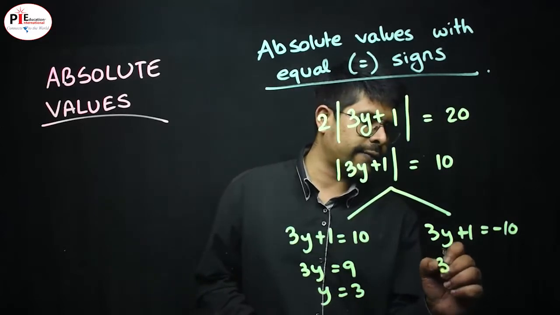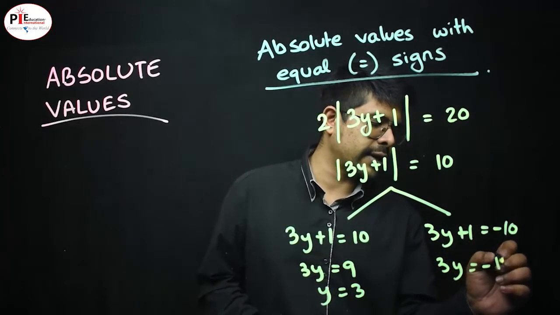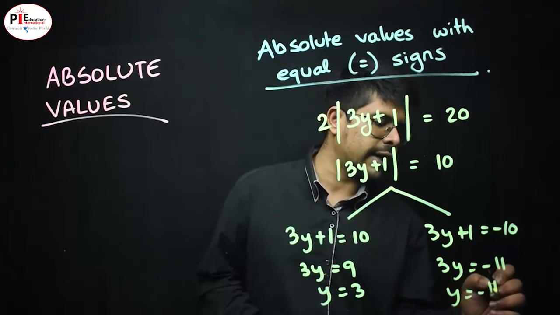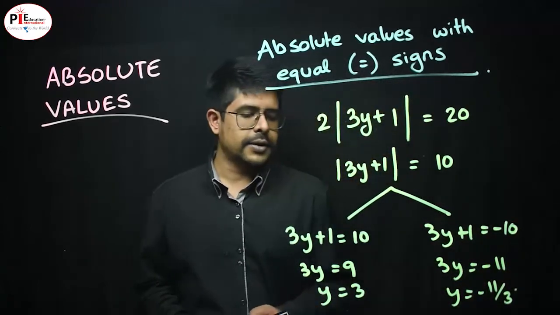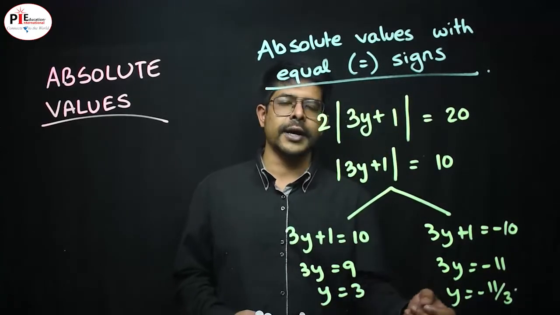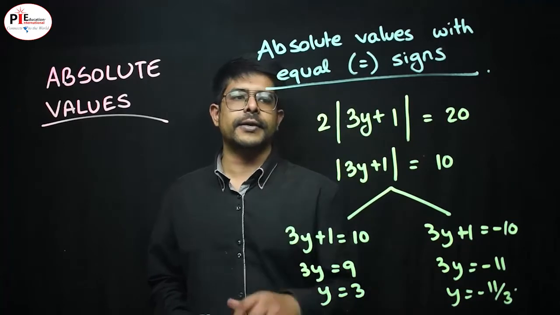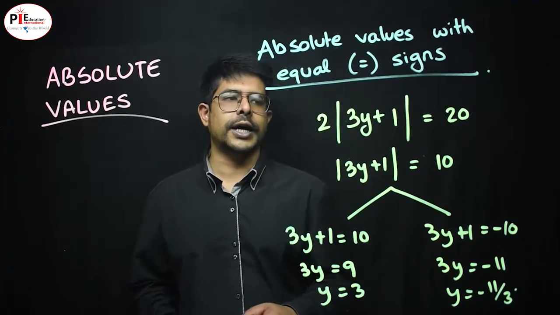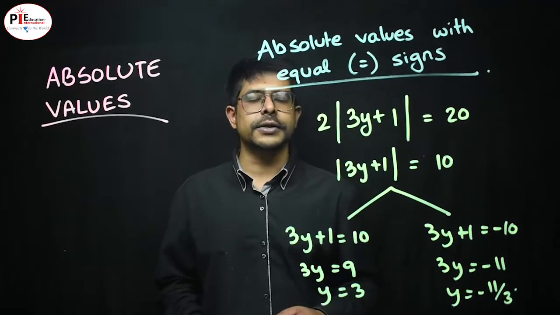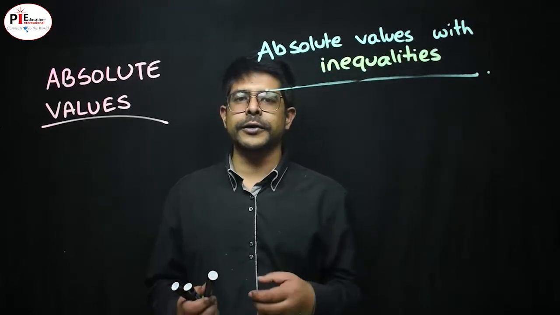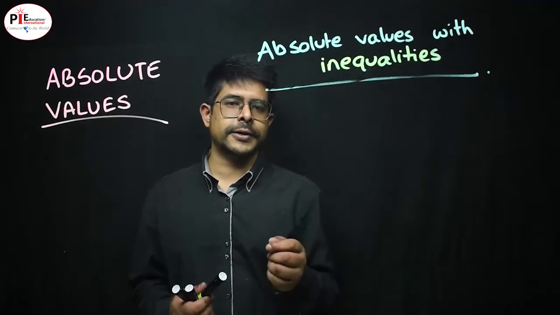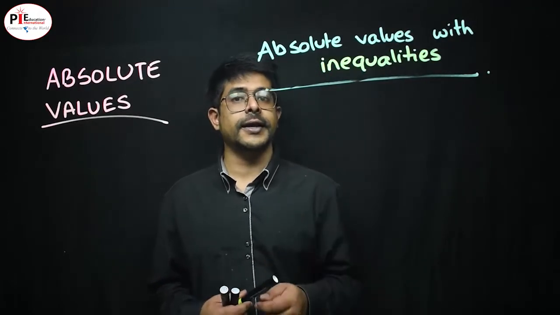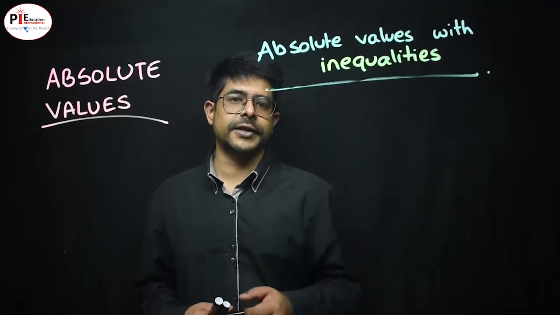And over here we will have 3y equals negative 11, and y equals negative 11 over 3. So these are the two values of y that are going to satisfy the absolute value of 2 times 3y plus 1 equals 20. Now we're going to try the same problems, but using not equal signs but inequalities, and see where the difference is.